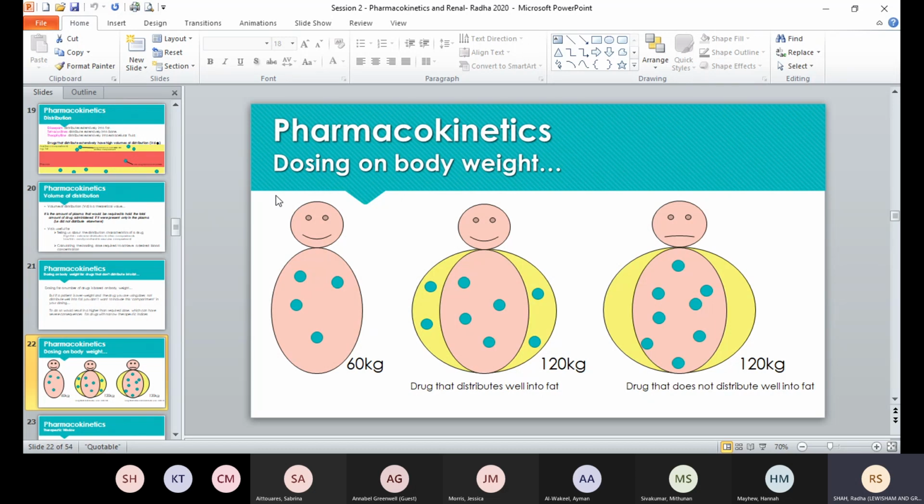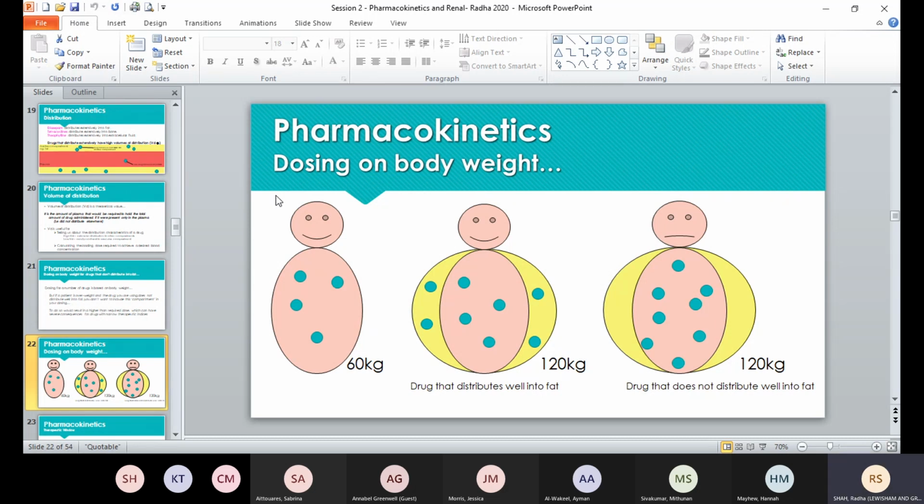And let's imagine each of the circles represents 1 milligram of the drug. In this patient, the drug is distributed out fairly. In the patient next to them, in the middle, we have a slightly overweight patient, 120 kilos. Again, we want to give drug A to the obese patient weighing 120 kilos. But if drug A distributed well into the fat, we can safely dose the patient on their actual body weight, because we would have drug molecules in the fat and in the plasma, equally distributed in the whole body.